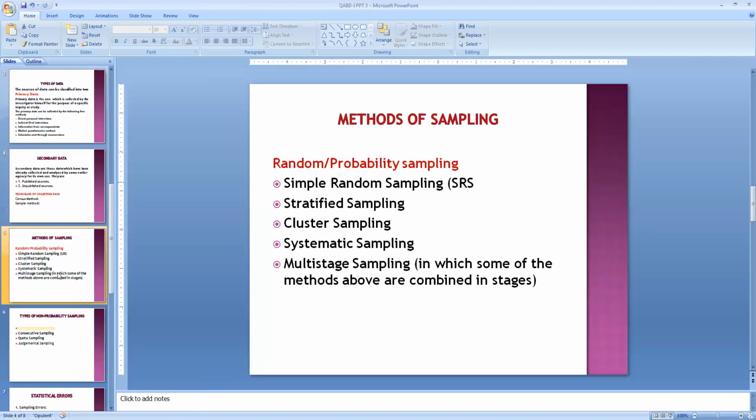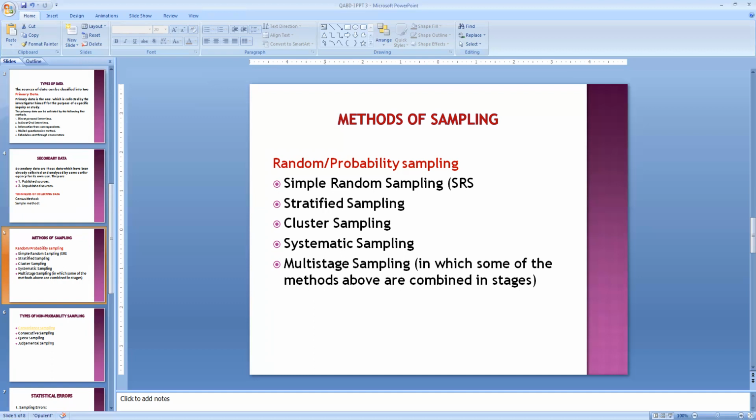Now, in the sampling technique, we have some methods of sampling. One is called random sampling, or probability sampling. Another is non-random sampling, or non-probability sampling. What do we mean by this? In random sampling, it is a sampling technique where each sample has an equal probability of being chosen.